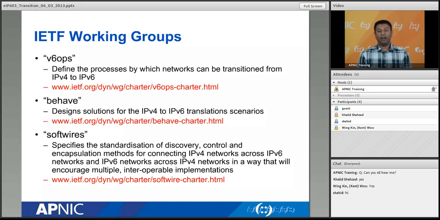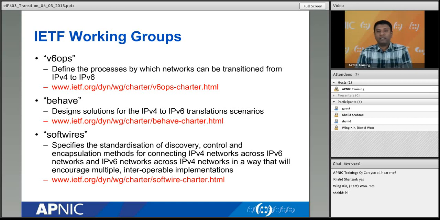Namely, V6 Ops. V6 Ops is a working group that defines the process, like what would be the process to move from V4 to V6. So they discuss those process-related things. Then we have Behave, another working group. The Behave working group works on developing solutions based on scenarios. What could be the solution in a WiMAX environment? What could be the solution for a DSL environment, right? Those sort of things the Behave working group does.